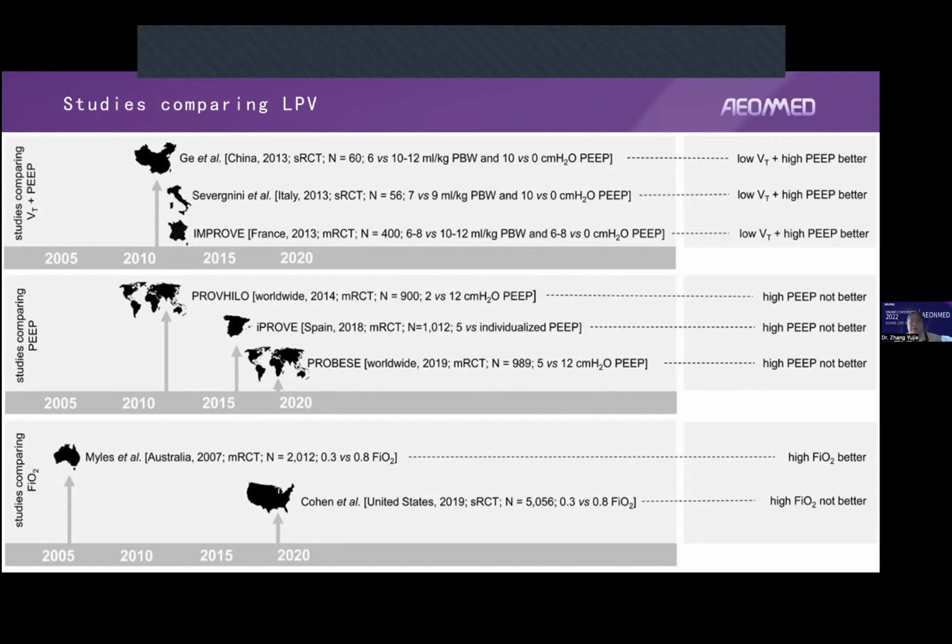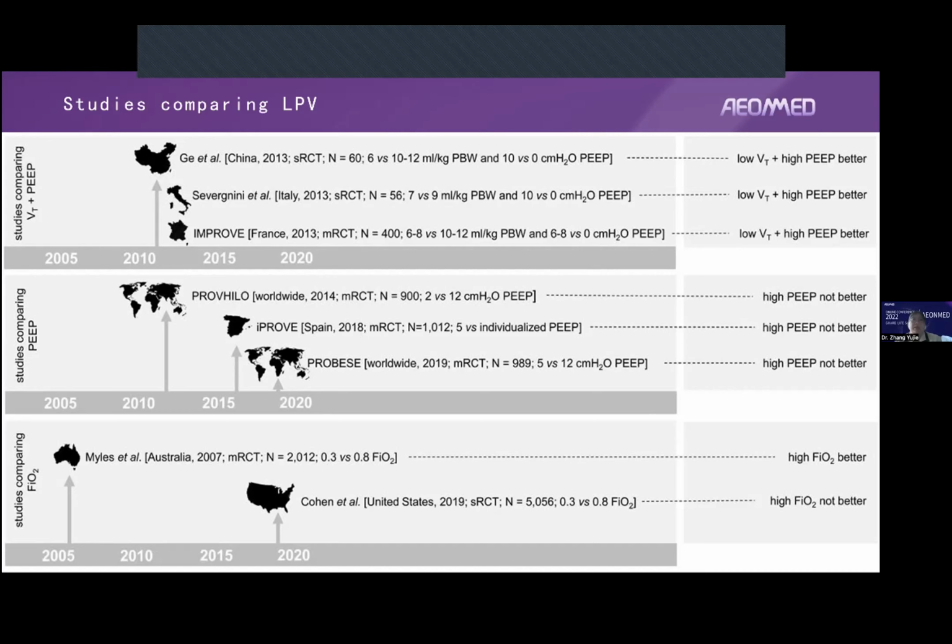And we should focus on the iPROVE study carried out in Spain in 2018. Actually, the major outcome of this experiment is that individualized PEEP is better than fixed PEEP. Actually, there is a mistake on the slide here: it is individualized PEEP that is better than the fixed one. That is why individualized PEEP is recommended in the BJA recommendation.